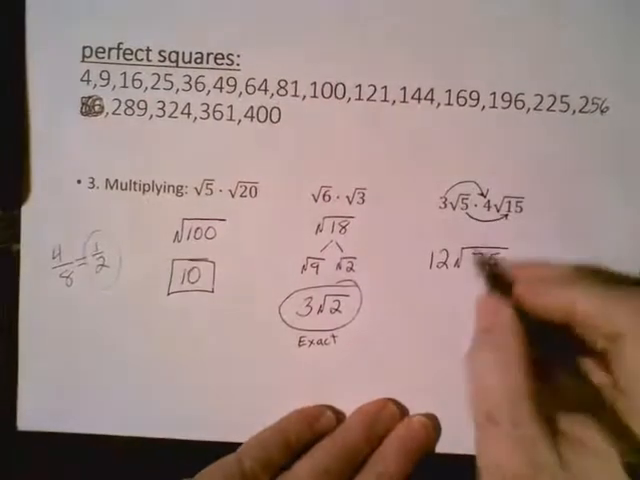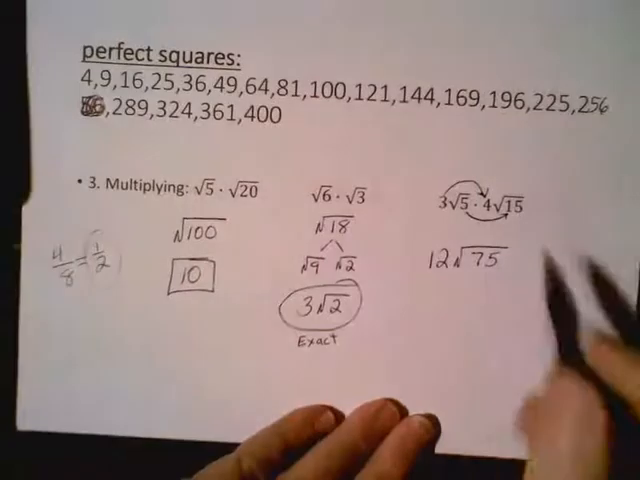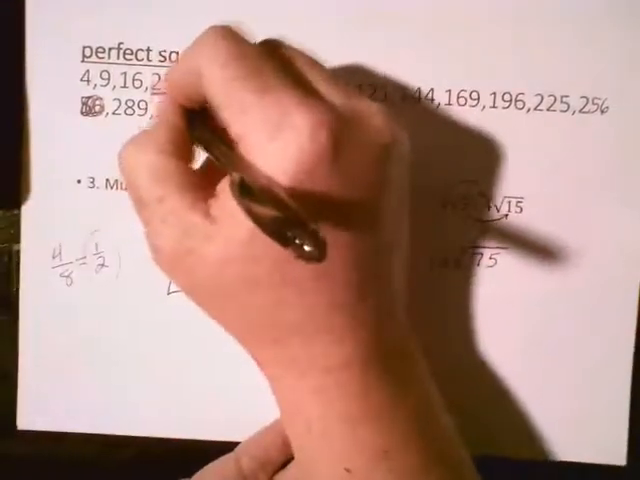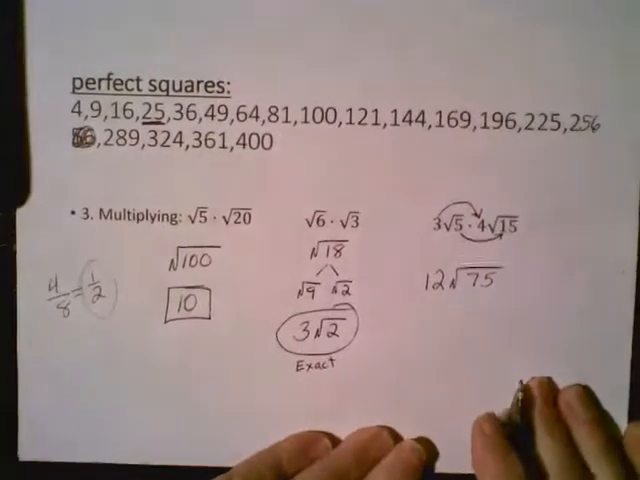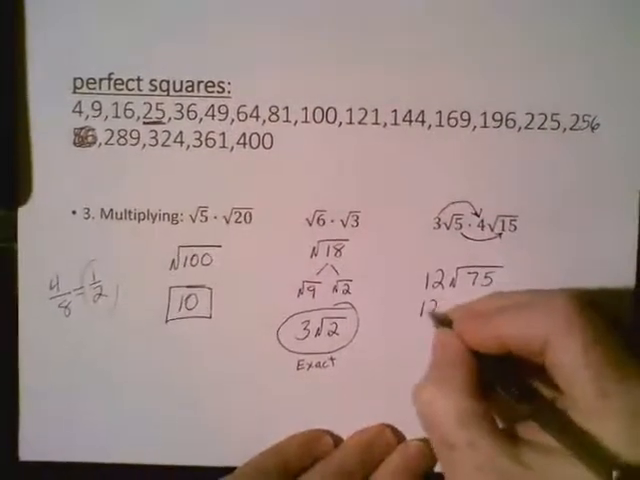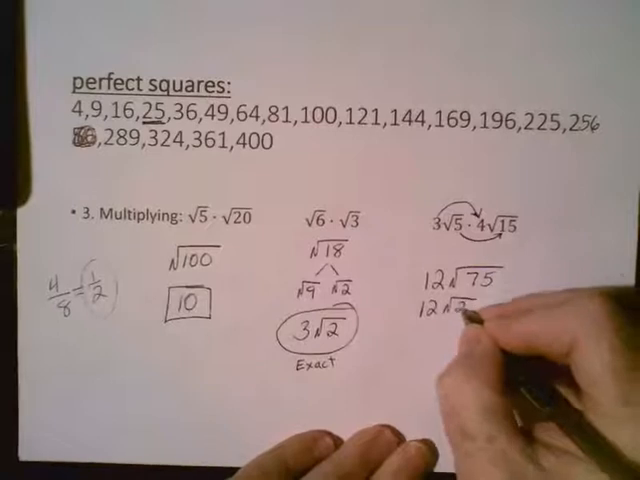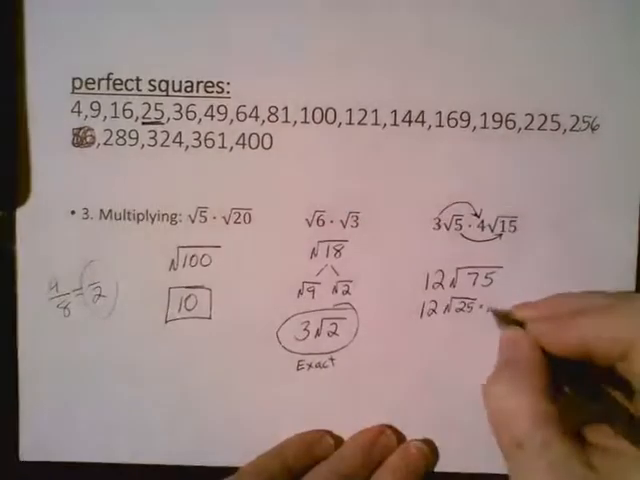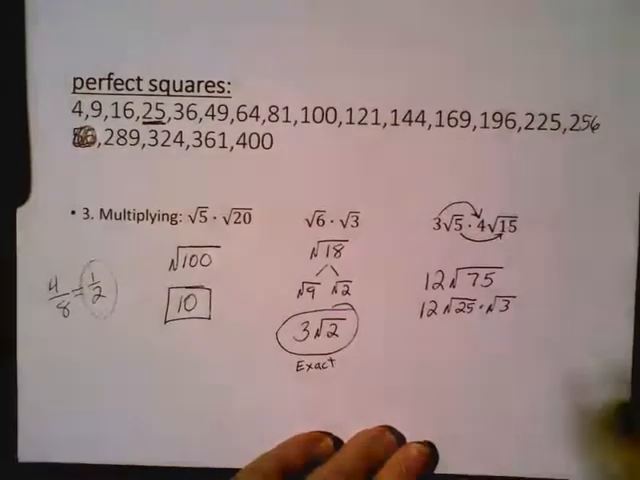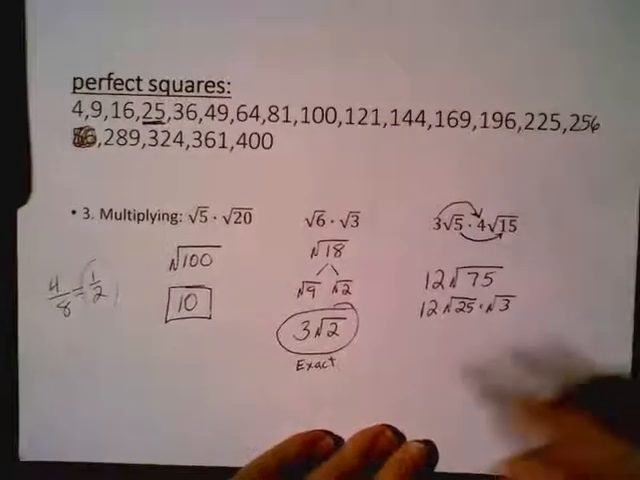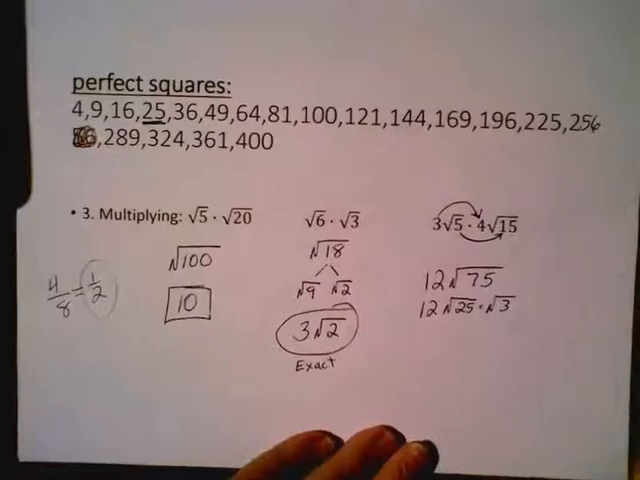Now we try to simplify down this 75, and we look up here, and a perfect square number that'll divide evenly into 75 is 25. So I'm going to break this apart into the square root of 25 times the square root of 3. I know I'm working this out step by step, and a lot of them you won't have to work out step by step. You'll be able to skip a few of these steps.